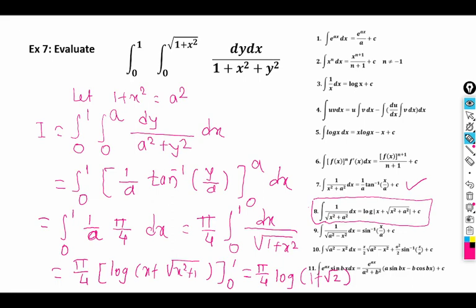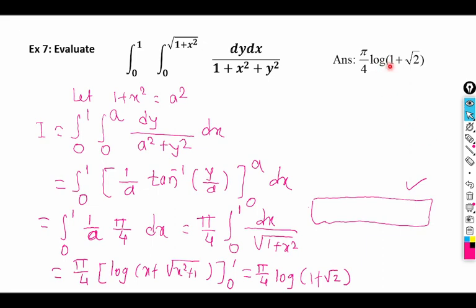When we replace x by 0, you get log of 0 plus root of 1, that is log of 1. Remember, log 1 is 0, so this is only the answer. Pi by 4 log of 1 plus root 2. Pi by 4 log of 1 plus root 2 is the answer.